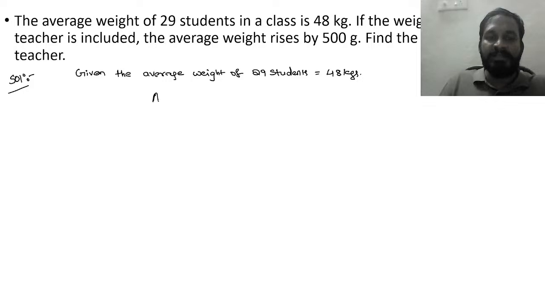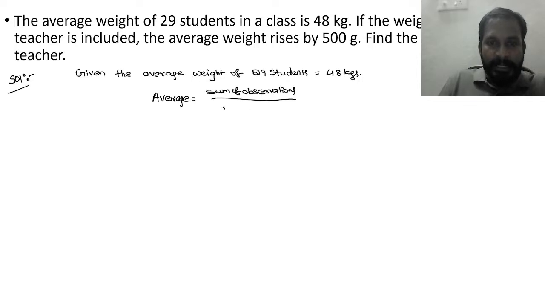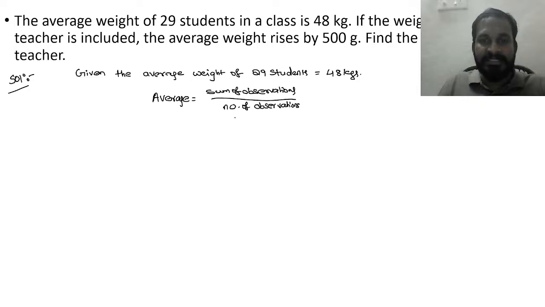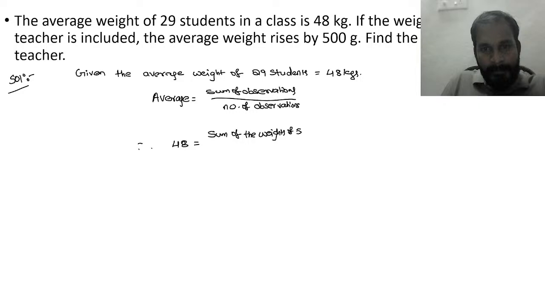Now see here, what is the formula for average? We should write the formula: average is equal to sum of observations by number of observations. In this case, therefore, 48 is equal to sum of the weights of students by how many students there are, 29.